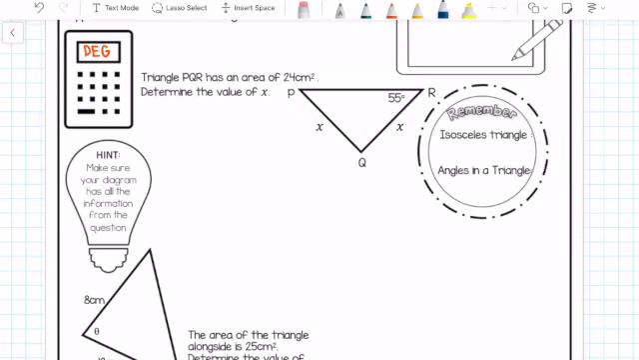Okay, triangle PQR has an area of 24 square centimeters. Determine the value of x. Now here, if you notice, my diagram does not have the area in it. So we have to remember that we must read the question and add into the diagram everything that you need from the question so that you don't miss anything out and you also don't make any mistakes.